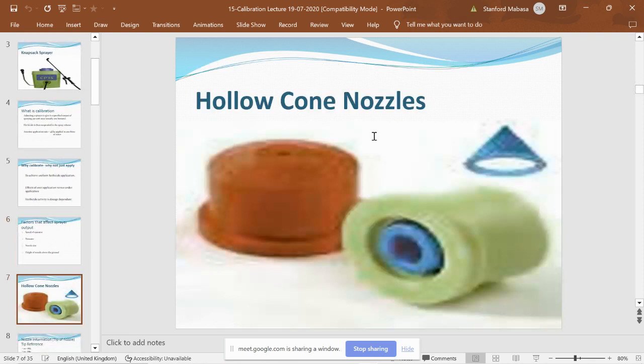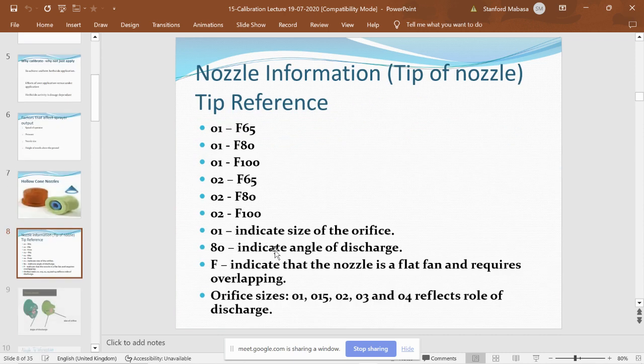These are types of nozzles. This is the first one, it's a hollow cone nozzle. This is suitable for spraying insecticides, not herbicides.